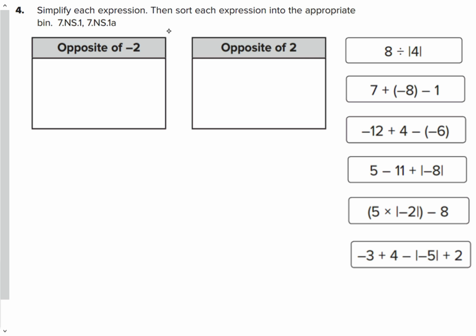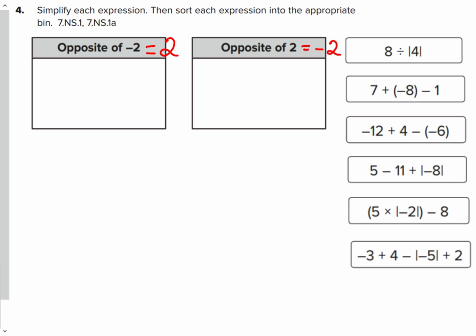Simplify each expression, then sort each expression into the appropriate bin. Before we begin, you have to understand what categories you're going to be putting these problems into. This one says the opposite of -2. This one says the opposite of 2. So automatically, we have to understand that -2 is not the value. The opposite of -2 is equal to +2. And the opposite of 2 equals -2. So when you're sorting the answers out, you have to make sure you put them in the appropriate bin.